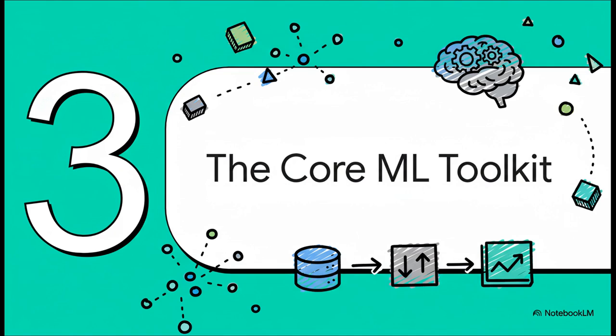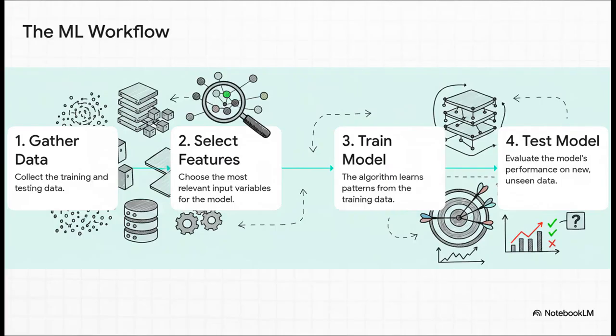So we get the different ways machines can learn. But how does one of these systems actually get built from scratch? Well, it all comes down to a core workflow, a kind of recipe. The process pretty much always follows 4 key steps.